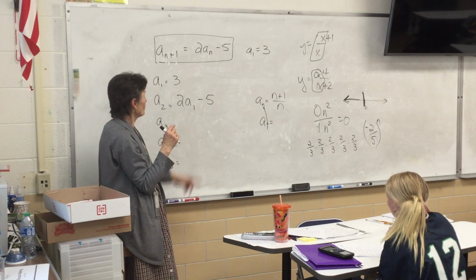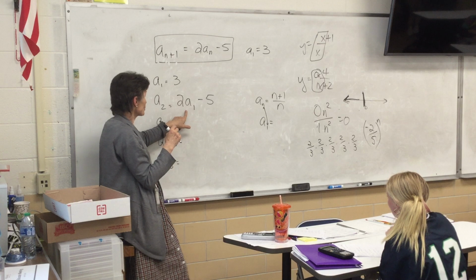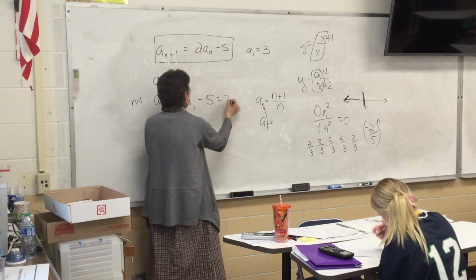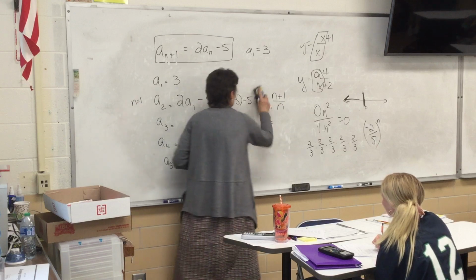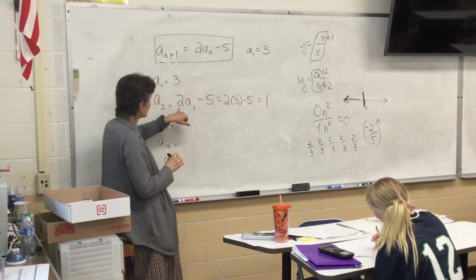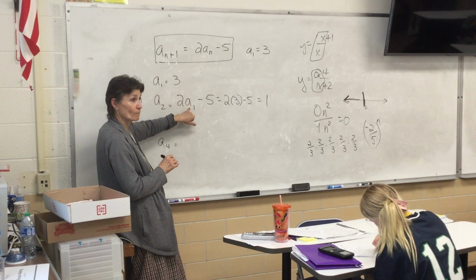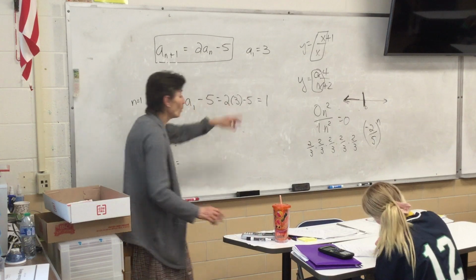Okay? But what's a sub 1? 3. So don't I have 2 times 3 minus 5? Would everybody agree with that? It says take 2 times your first term and subtract 5. So I got 1.